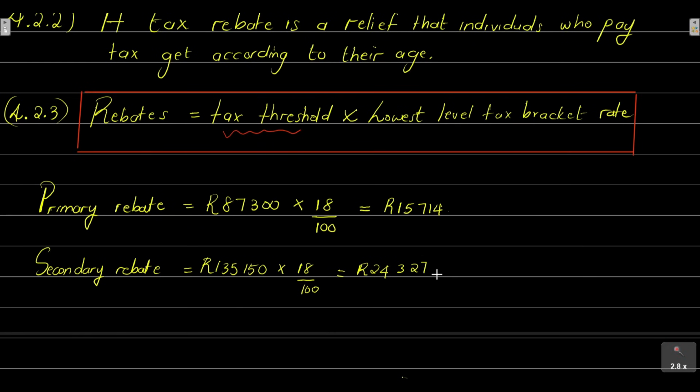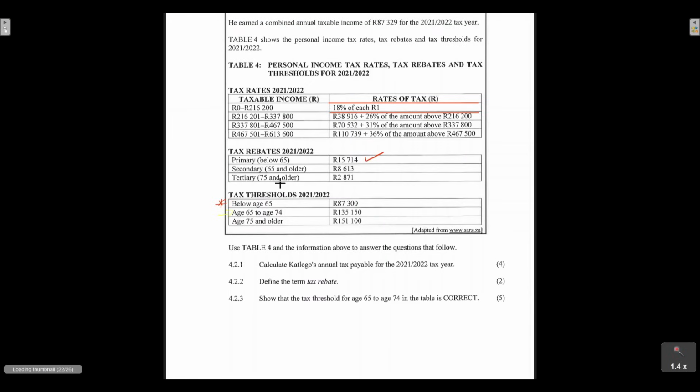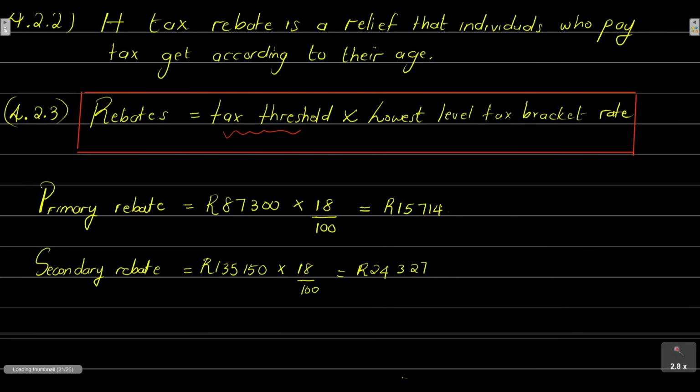327, right? However, this is not the value for your secondary rebate. Do you see that for a secondary rebate, we basically have 8,613. So how did they get to that amount? Remember, when we're dealing with your tax rebates, your secondary rebate includes your primary rebate and your secondary rebate. So to get the amount for just the secondary rebate, we need to subtract the primary rebate that we've obtained.